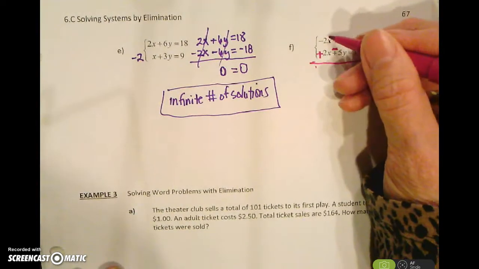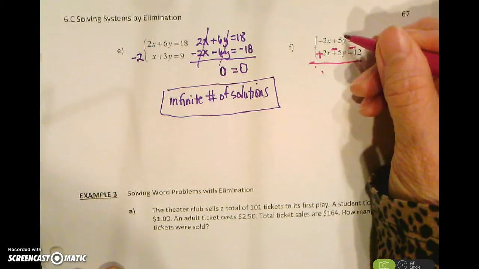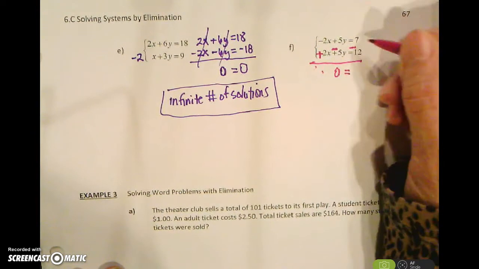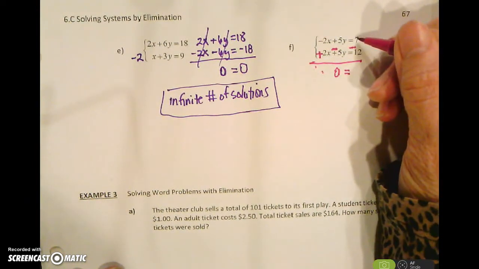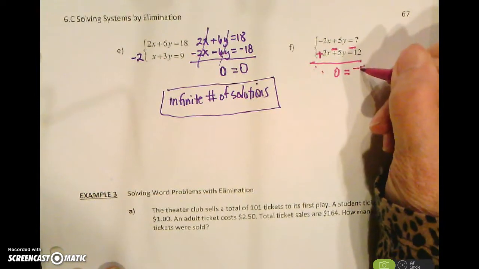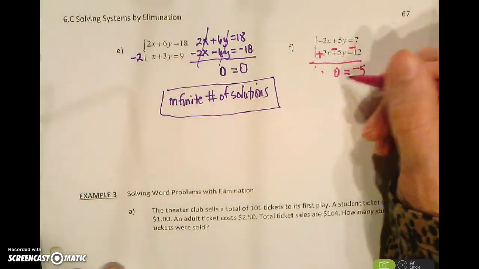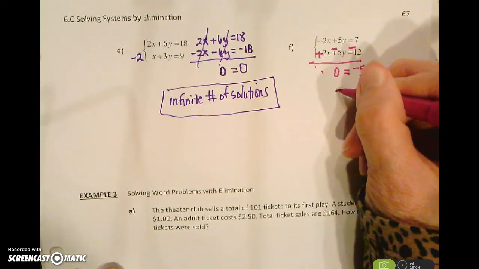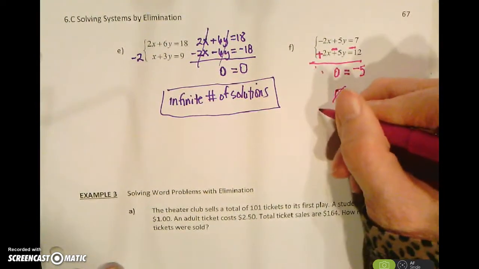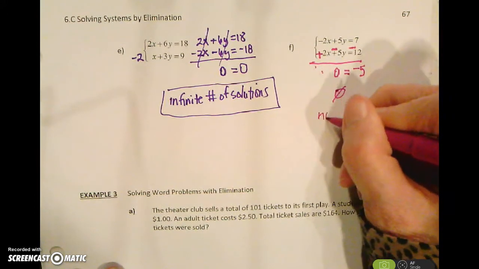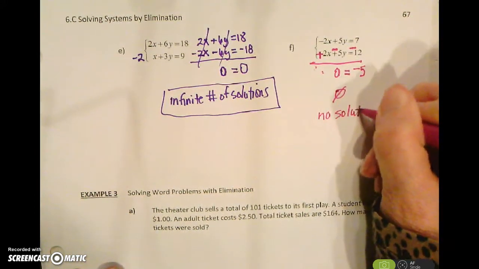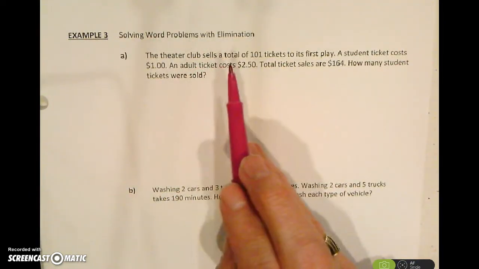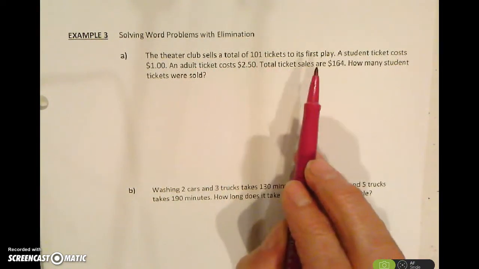And then I'm going to add, this is going to become 0. 5 and negative 5 also is 0. So my left side is 0. But this time my right side, I get 7 and a negative 12, which is negative 5. And that is a false statement. It's never true. So this answer is going to be no solution. So you can write the 0 with a slash through it, or you could write no solution.